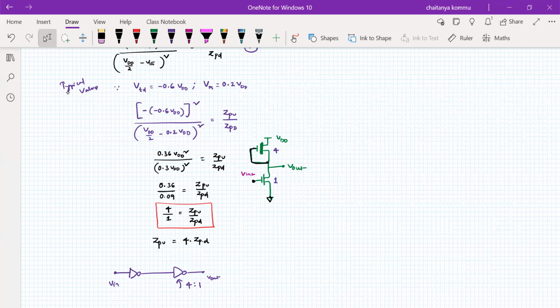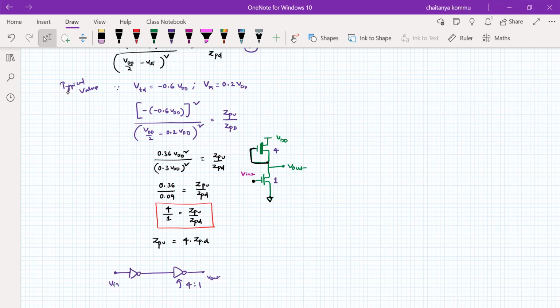If you consider any inverter, but the two nMOS inverter having the pull-up network as depletion and pull-down network as enhancement, compulsory we have to take 4:1 ratio. Yes, we have to take 4:1 ratio for the first one also. So this is the experiment that we have done.